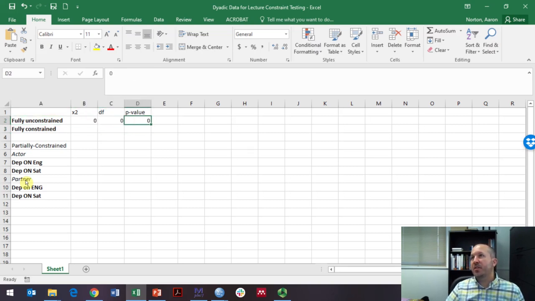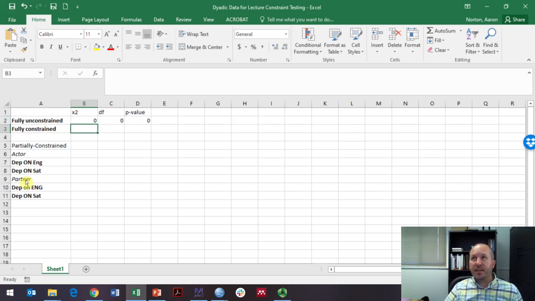And then I can put in the next value here. Now, because the fully unconstrained path has 0 degrees of freedom and 0 chi-squared, the chi-squared difference test is really easy because I'm subtracting from 0. So whatever the value for the chi-squared is for my fully constrained model is also my chi-squared difference test. If the chi-square for my fully constrained model is significant, it means that the model has gotten significantly worse, because my fully unconstrained model is just identified, which means it fits the data perfectly.